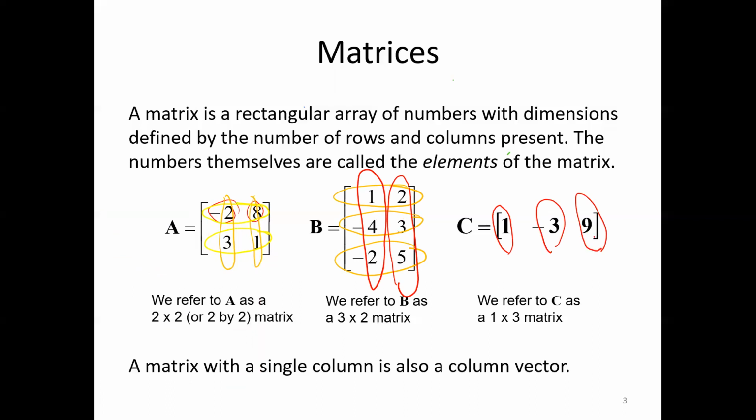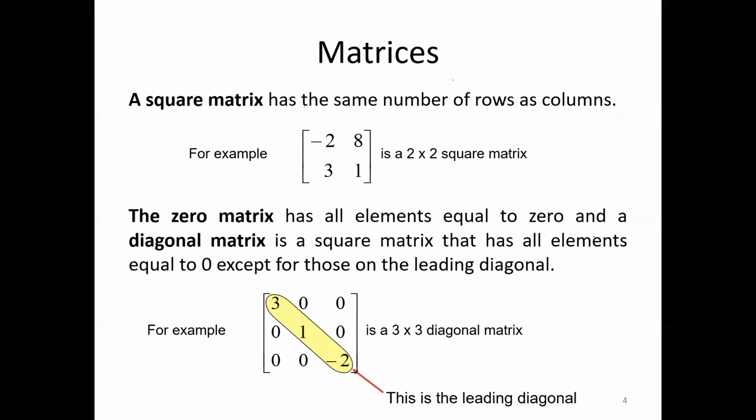Okay. A matrix with a single column we can call a column vector, as we did in the previous topic. A square matrix has the same number of rows and columns. So this is an example, a 2 by 2 square matrix. The zero matrix has all the elements equal to 0. So basically, it's a matrix where all the elements are zeros.